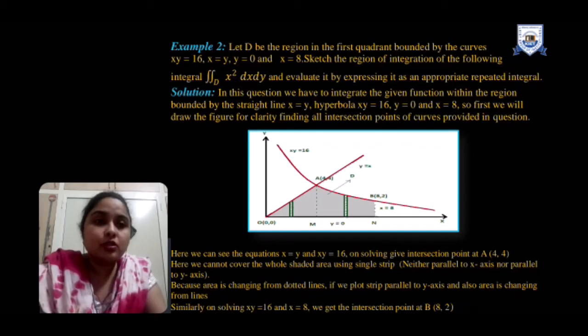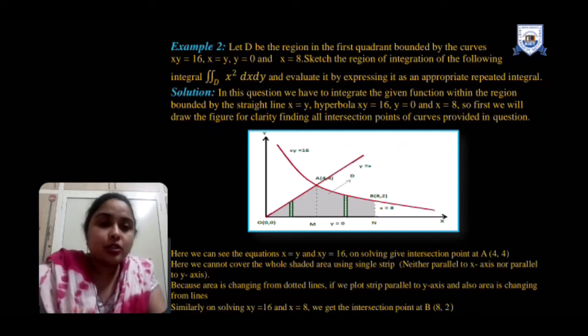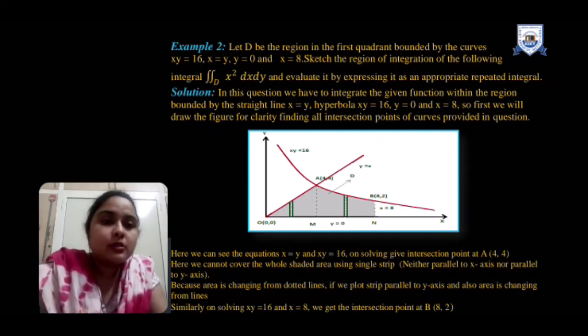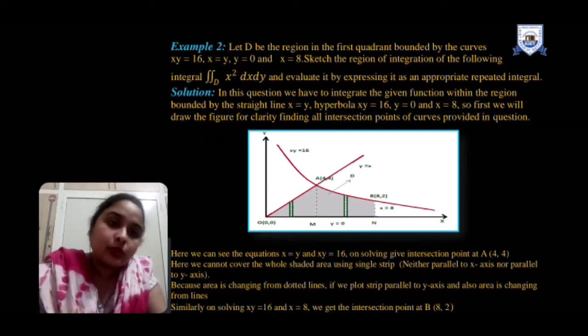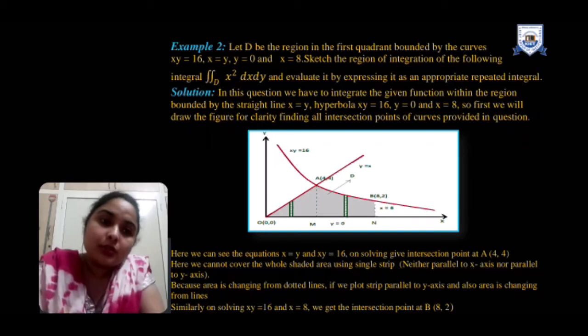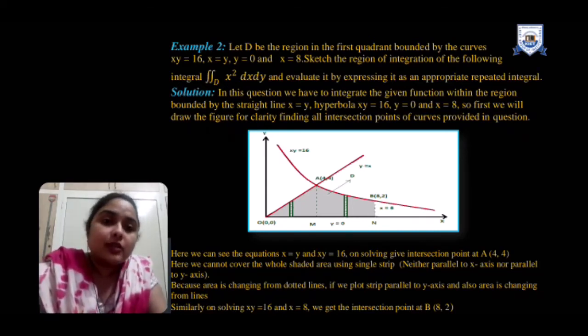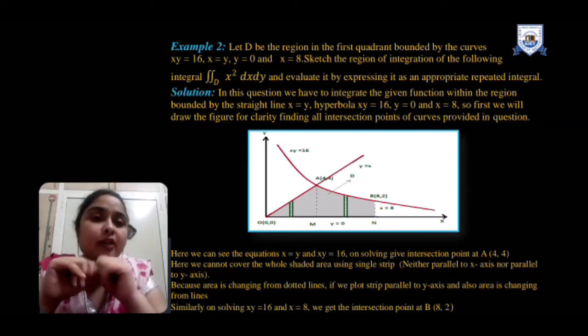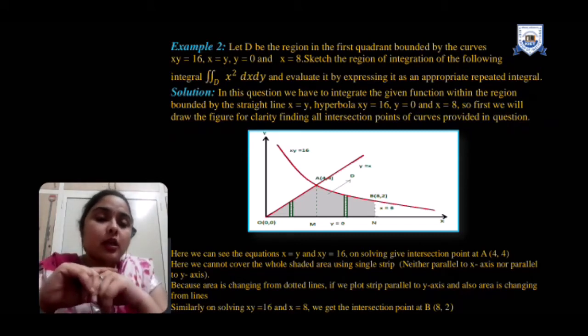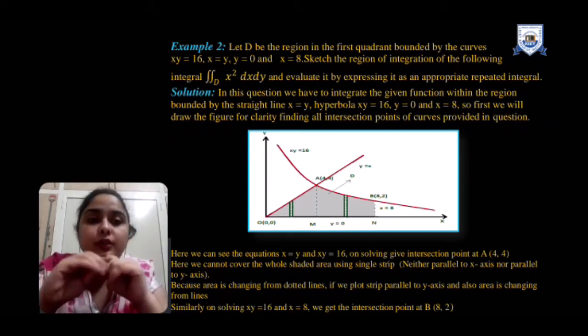So the sketch of the region we have already mentioned here, and you can see it in this white box. Here you can see I have drawn the first quadrant only, as in the question it was mentioned that the whole region lies in the first quadrant. xy equals 16 is the hyperbola in this shape, you can see. And the line x equals y. Now these both are intersecting at a point, and I have mentioned there that the point is (4, 4). How to find this point?